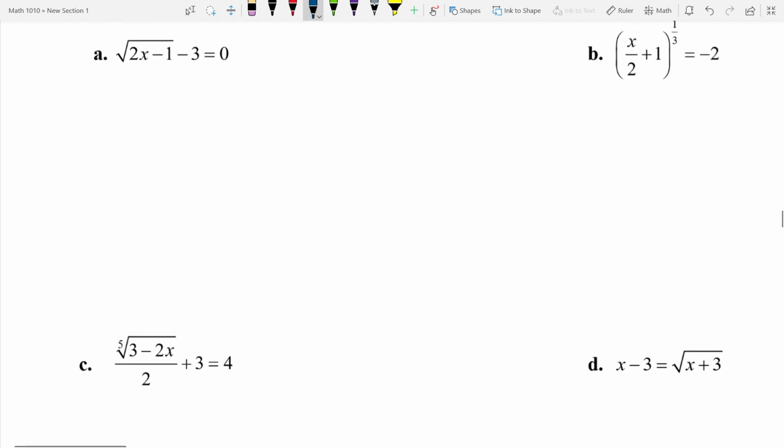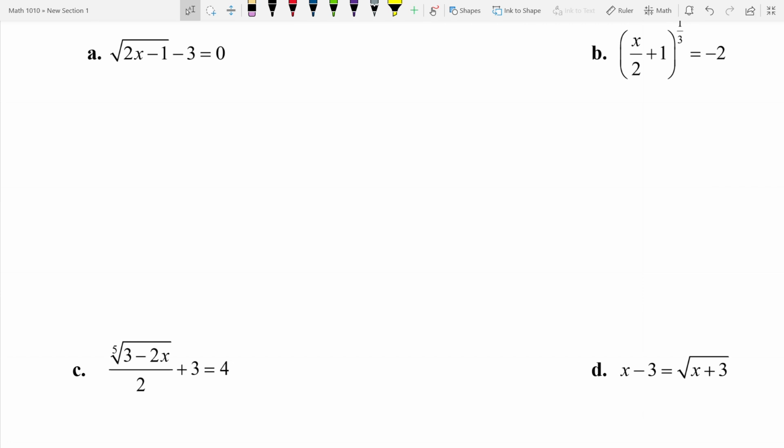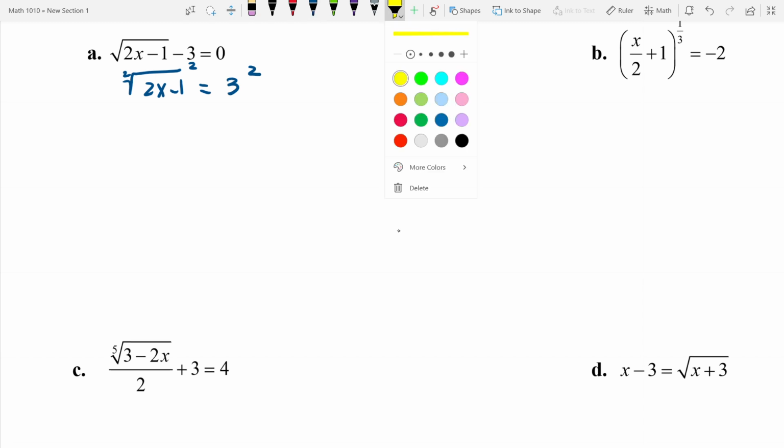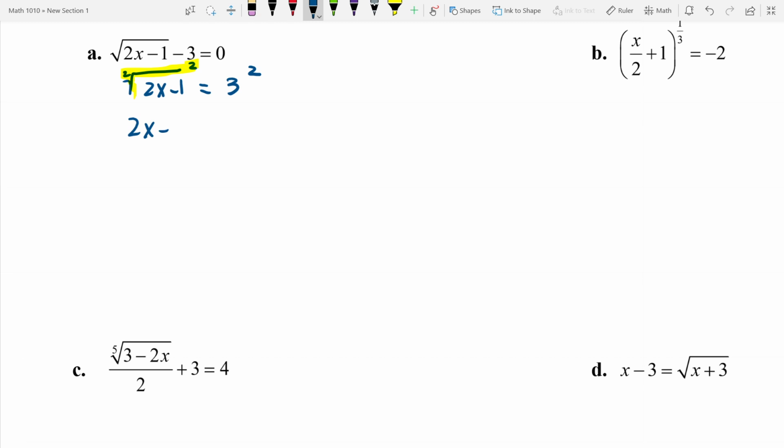Okay, so let's start with example 1. Step 1 is to get that root alone, that radical alone. So all you're going to do is just move the 3 over. So you have the square root of 2x minus 1 is equal to 3. Now, the opposite of add is subtract, the opposite of multiply is divide, the opposite of square rooting something is squaring it. So you know how this little number right there is a 2? That tells you that I have to square both sides. And then what happens is this square and this square root actually undo each other.